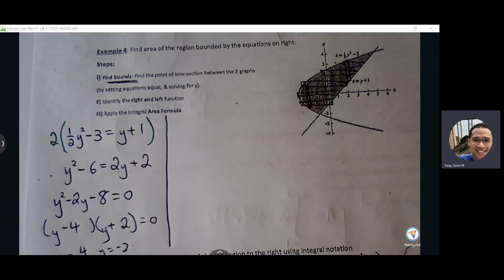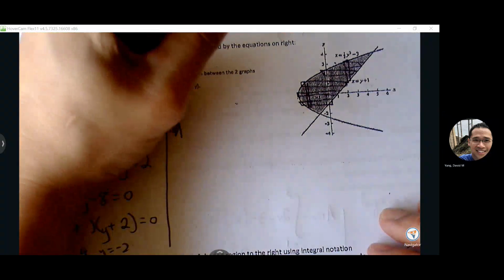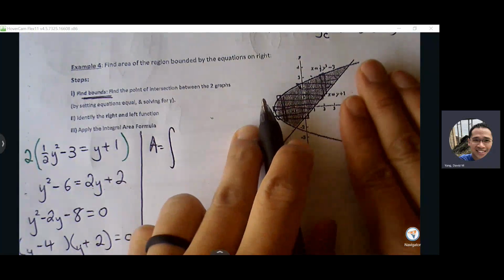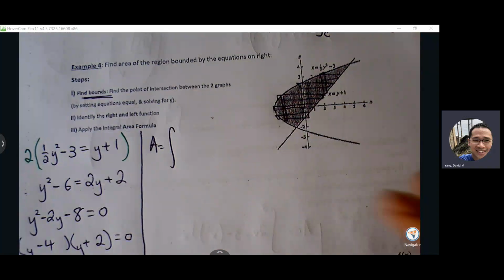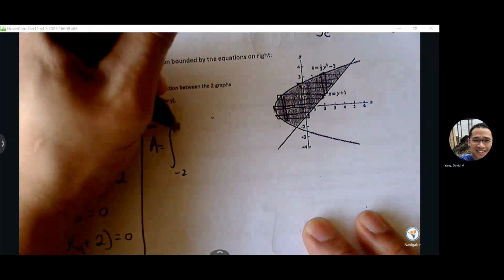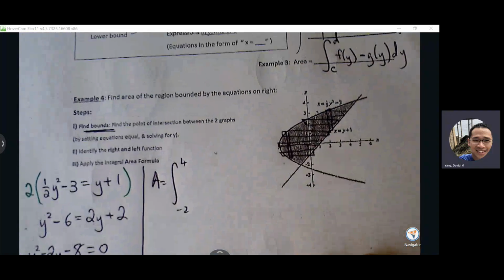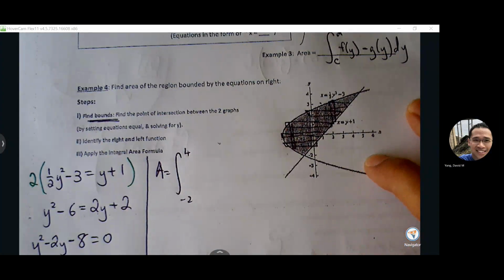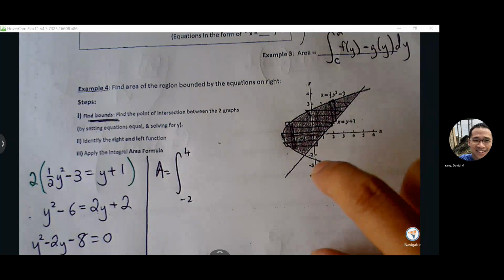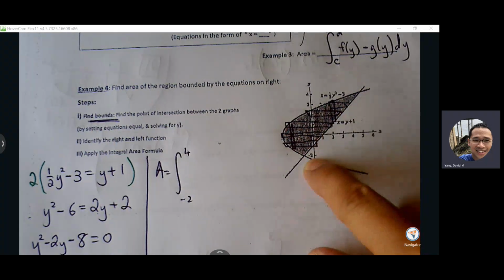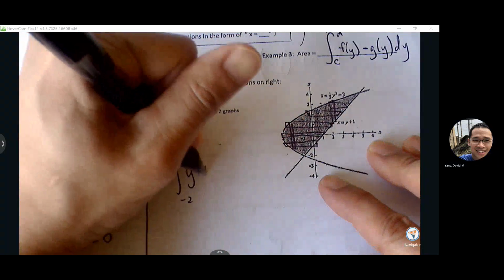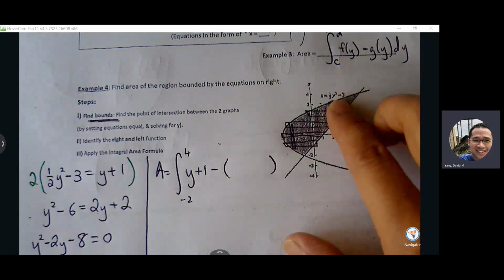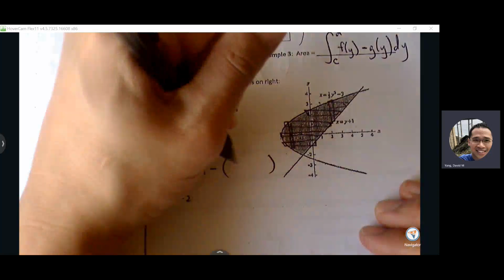So we set up our area formula. Right, no longer are we looking at the furthest left and furthest right. We're looking at the lowest and the highest, and that's -2 to 4. And then instead of doing top minus bottom, we're doing right minus left. So what's the graph on the right? Yeah, the y plus 1, right? The line is the one on the right. So y plus 1 minus big parentheses. The graph on the left is the 1/2 y squared minus 3.